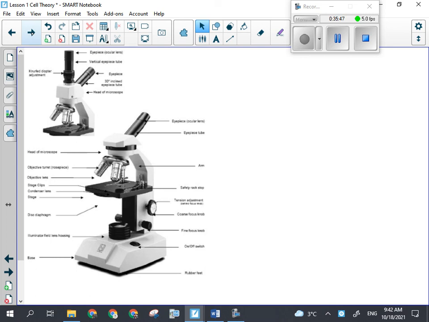And the stage moves very, very little. That's important when you're on high power. All right, other things, these have to do with lighting and the quality of your image.